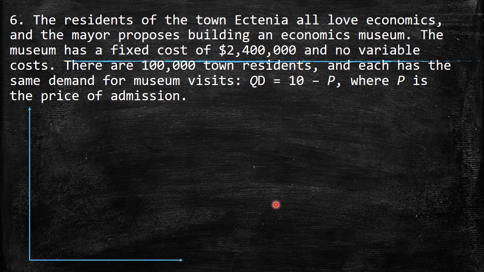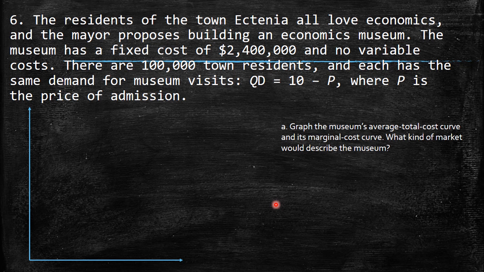And the last one says, the residents of the town Ectenia all love economics, and the mayor proposes building an economics museum. The museum has a fixed cost of 2,400,000 and no variable cost. There are 100,000 town residents and each has the same demand for museum visits. Quantity demanded is equal to 10 minus P, where P is the price of admission. First question, graph the museum's average total cost curve and its marginal cost curve. What kind of market would describe the museum?